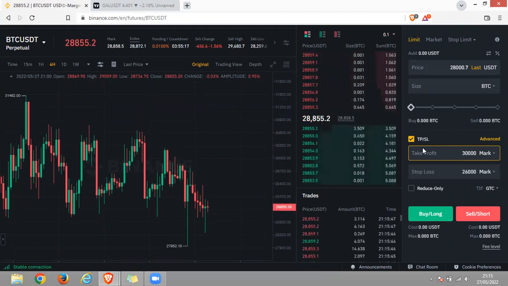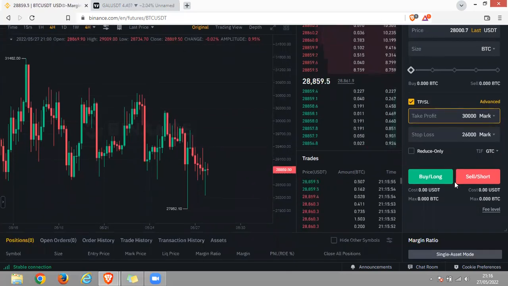Do that on your take profit and your stop loss. You can set it before entering the market. You can also modify your trade after you have entered the market.